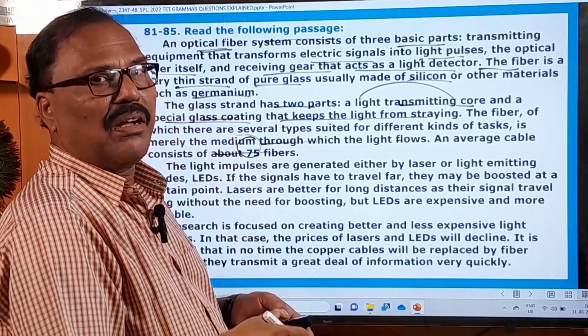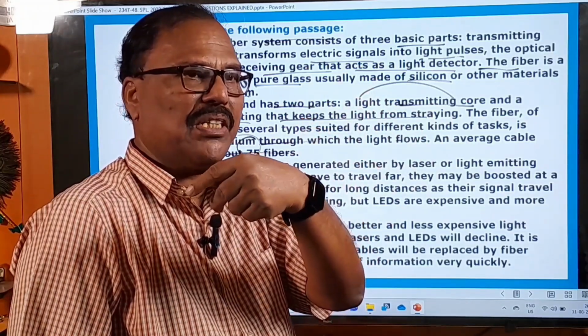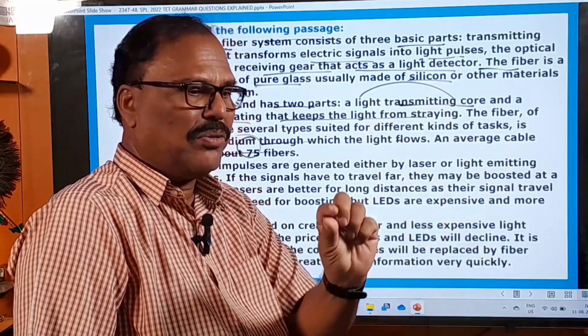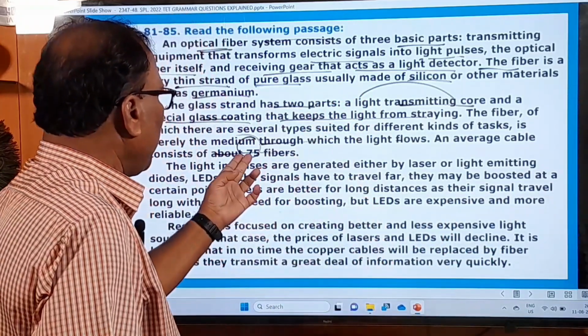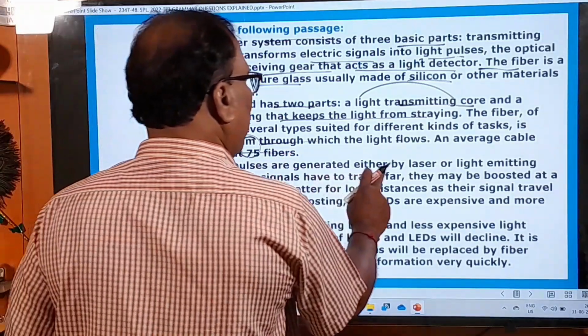You just try to see, because everywhere along the road you can find the internet cable wire falling across the road here and there, and you pick up one small cable and watch in that, and you can find some cables. 75 fibers are there in that cable. And the light impulses are generated either by laser.